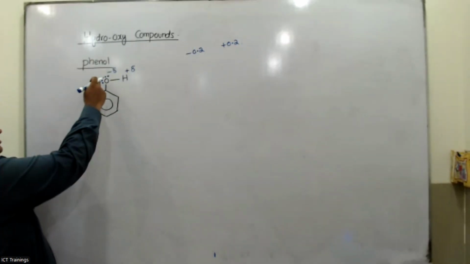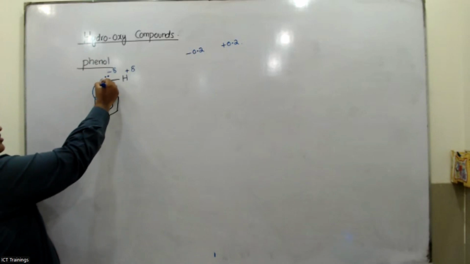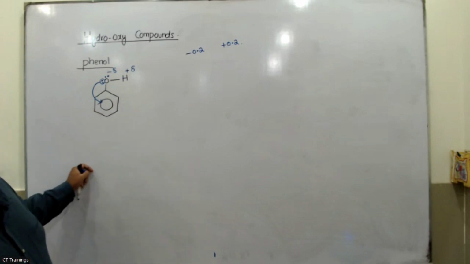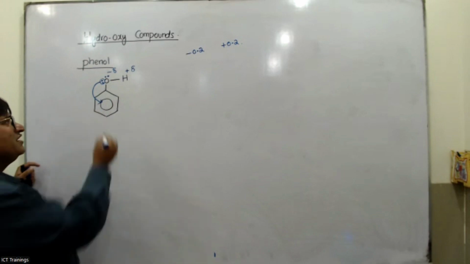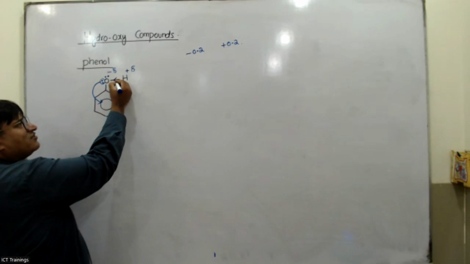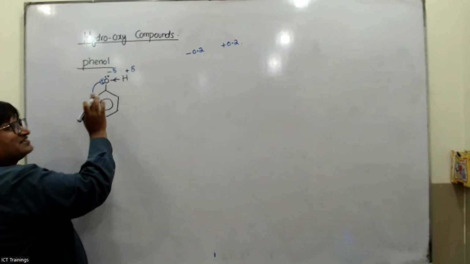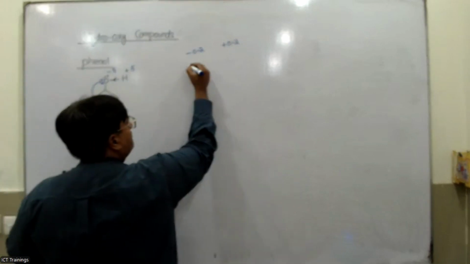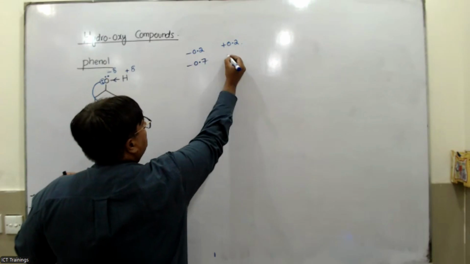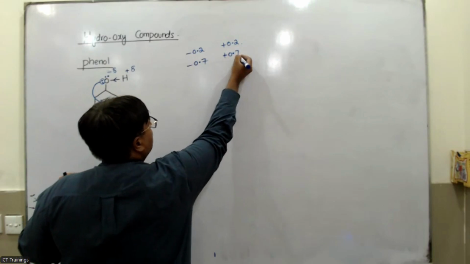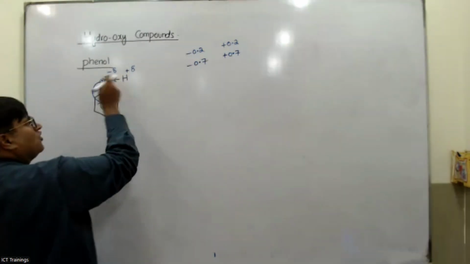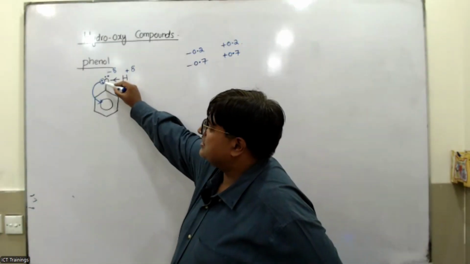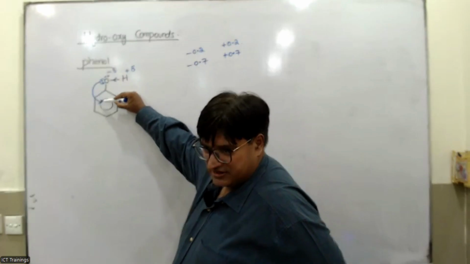But when this oxygen has delocalized its lone pair to the benzene ring, oxygen has the shortage of electrons. So what does it do? It is going to attract the electrons from hydrogen towards itself more, and the polarity is going to increase. So polarity would become, let's suppose, negative 0.7, positive 0.7. So the polarity on the OH bond would increase.